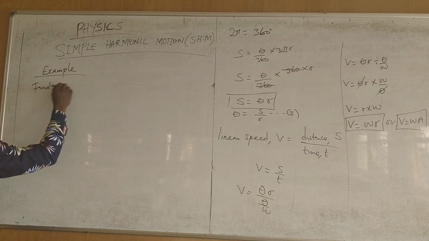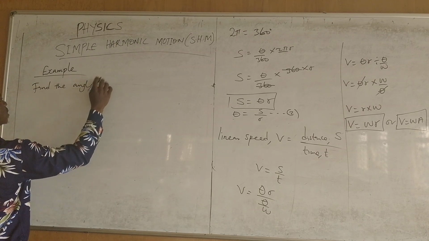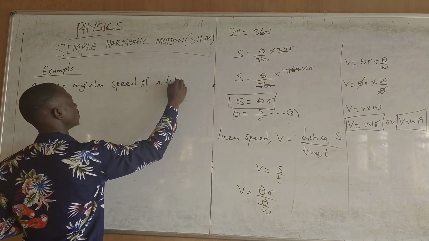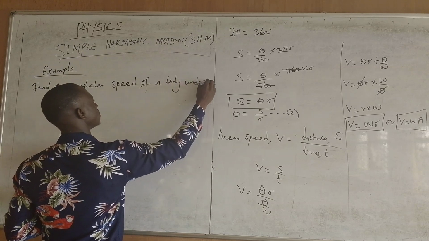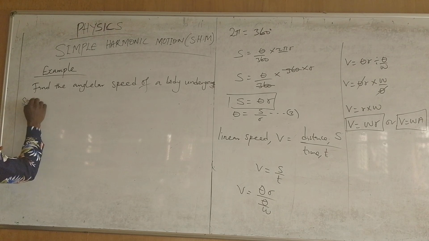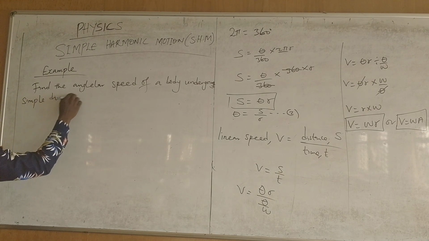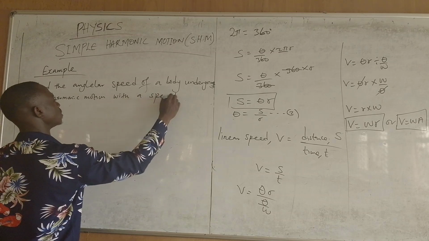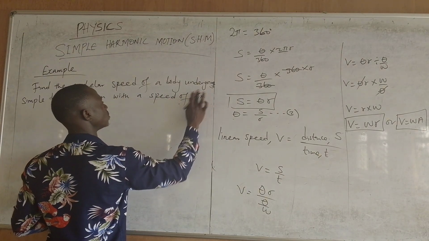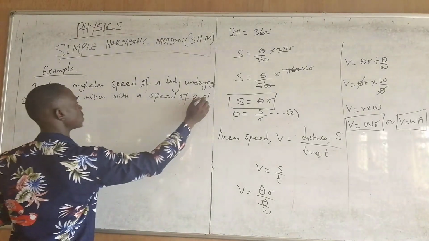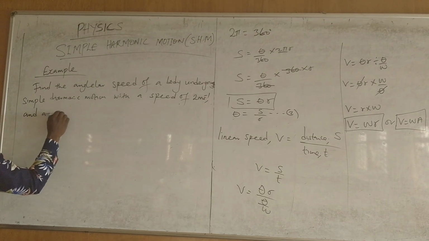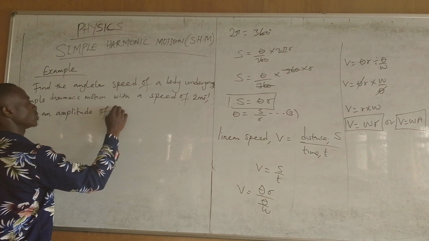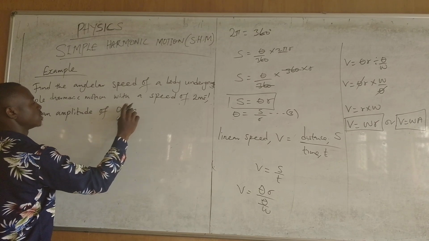Find the angular speed of a body undergoing simple harmonic motion with a speed of, let me use, 2 meters per second, and an amplitude of, let's say 0.5, or let me use 0.8 meter.